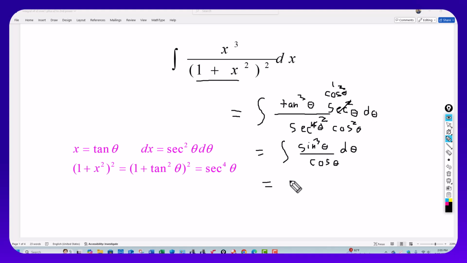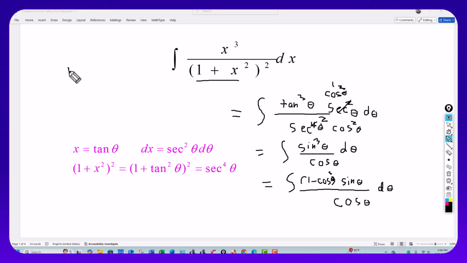I'm going to break the sine cubed theta down into sine squared and sine theta. About the sine squared though, I'm going to replace that by 1 minus cosine squared. And I've got a theta right there. Still got the cosine in the bottom over here, and I've got the d theta here. The derivative of cosine of theta is minus sine.